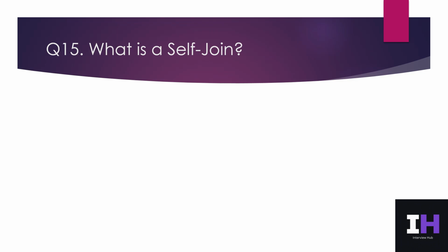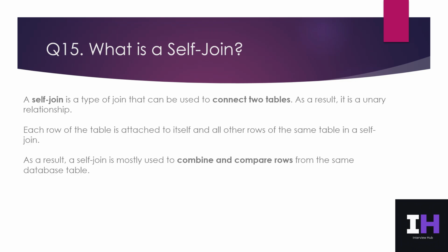Q15. What is a self-join? A self-join is a type of join that can be used to connect a table to itself. As a result, it is a unary relationship. Each row of the table is attached to itself and all other rows of the same table in a self-join. As a result, a self-join is mostly used to combine and compare rows from the same database table.